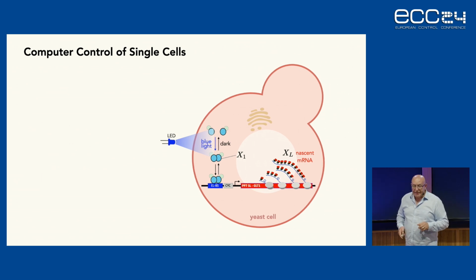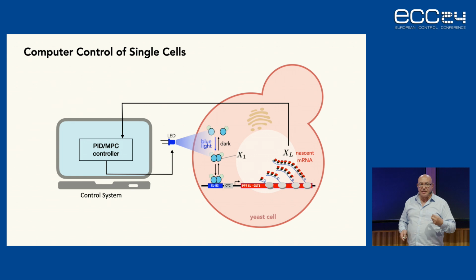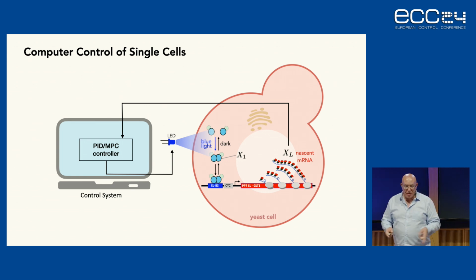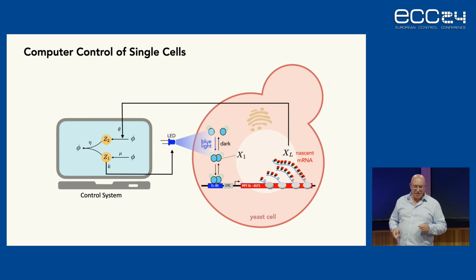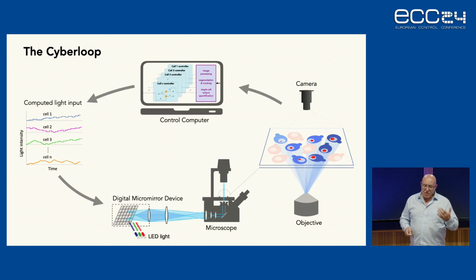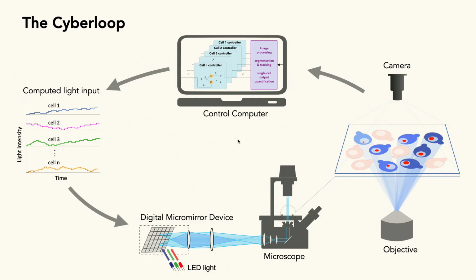So in order to do this in feedback, rather than building the controller in the cell, we interfaced that cell with the computer. You can use PID or MPC, but we chose instead to simulate the antithetic controller, right, as a reaction in the cell. And of course, you have to be able to target individual cells to do that. And so we built this micromirror device that has about 4 million micromirrors that allow you to shine the light on individual cells. And so here in this setup, we call the cyber loop, the cells are in the microscope.